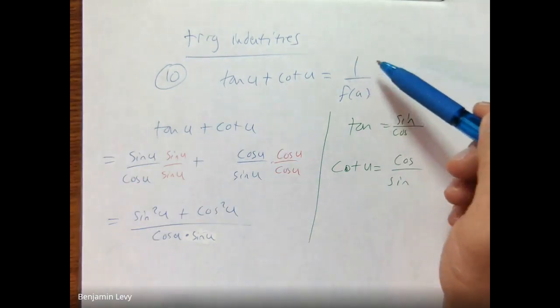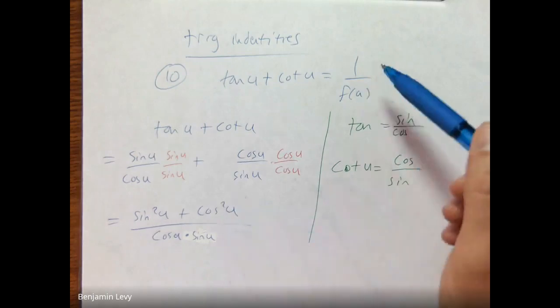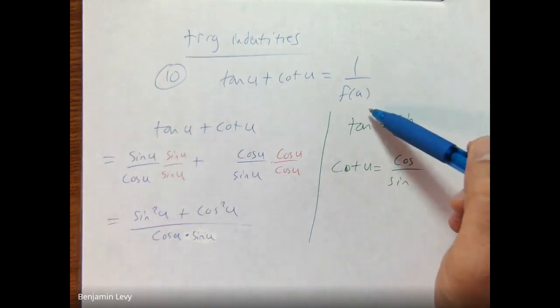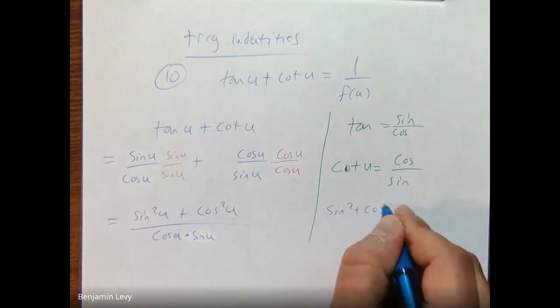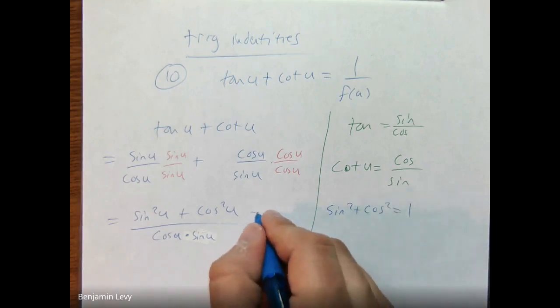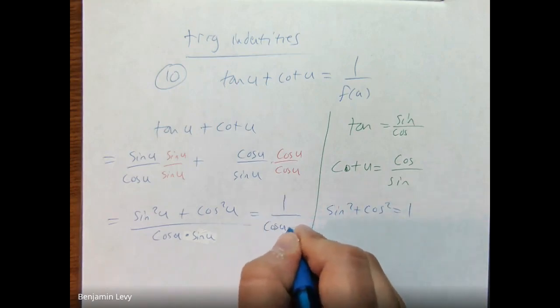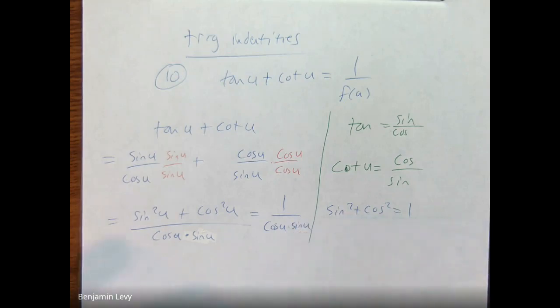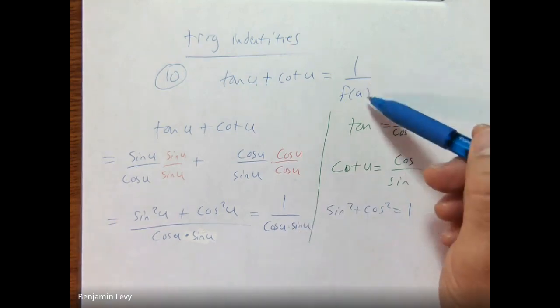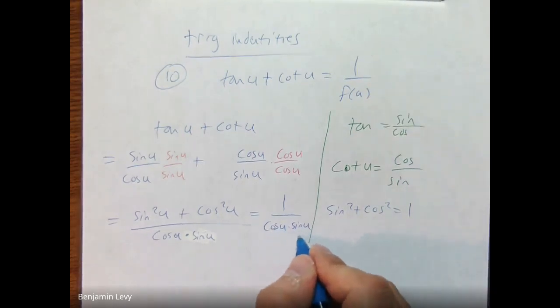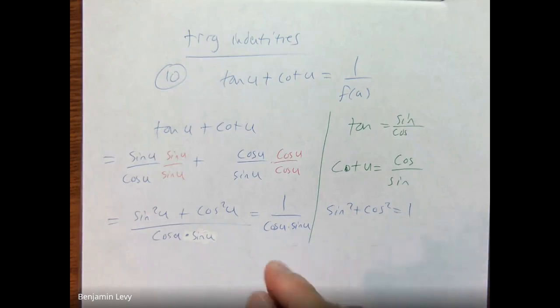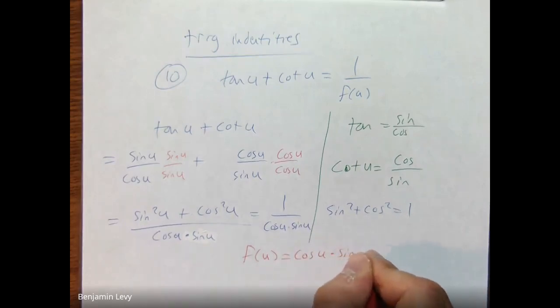And so we're almost there, right? We have one fraction, and it looks like the answer is one fraction. Now we just need to convince ourselves that the top is 1. Well, we know from the Pythagorean identity that sine squared plus cosine squared equals 1, right? So this just ends up being 1 over cosine u times sine u. And now it looks like the answer, right? It says the answer is going to be 1 over some function with u in it, and the function we're dealing with is cosine times sine. So in our answer, f of u is cosine times sine. And that is the answer.